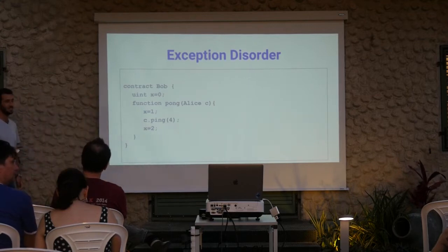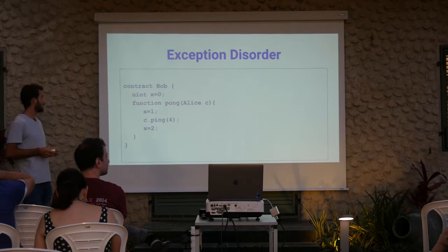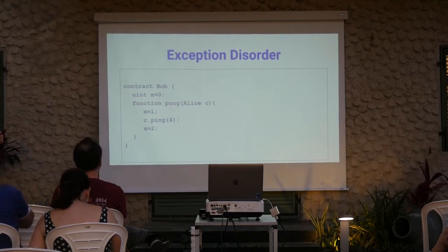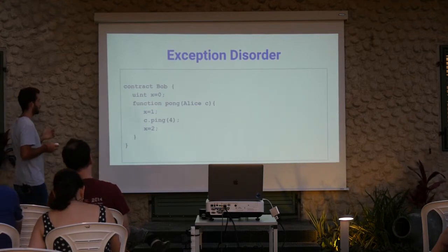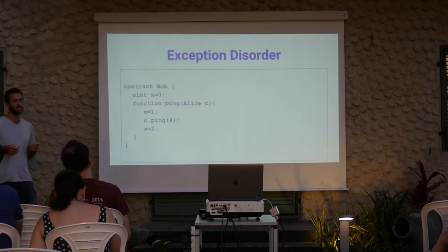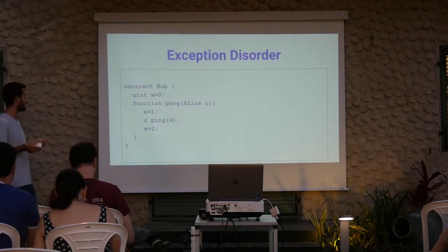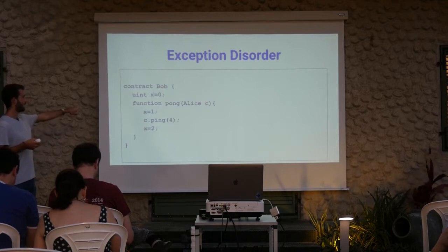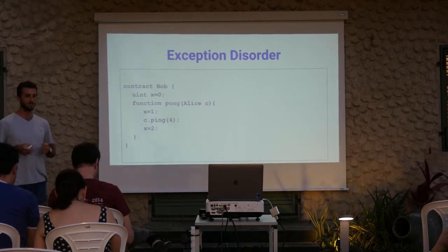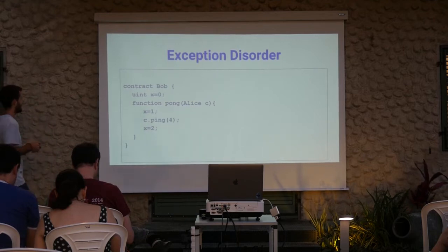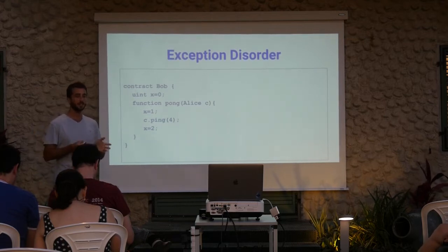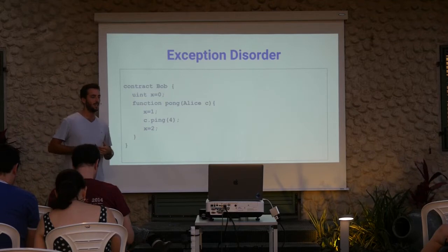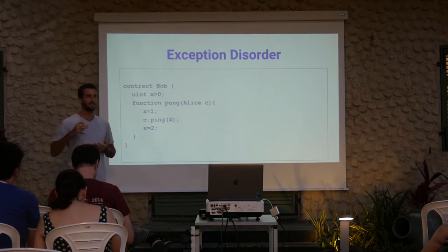Okay, so here we see a contract, Bob, which has a function pong and a local variable x. x is set to 0, and after we invoke pong, x will be set to 1. Then we invoke the ping function of the Alice contract, and after that we set x to be equal to 2. If the Alice ping function raises an error, we will have a full rollback, and x will be set to 0.